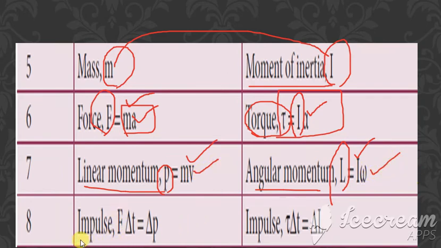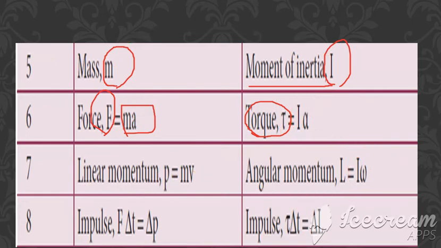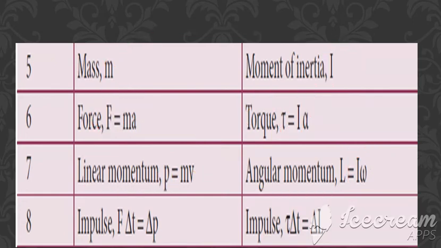Clear? Then impulse is F, here impulse is tau. Impulse is F into delta t is equal to delta p; here tau into delta t is equal to delta L. So mass is m, moment of inertia I, force F, here torque tau, linear momentum p, angular momentum L. Impulse is F into delta t is equal to delta p, here tau into delta t is equal to delta L.